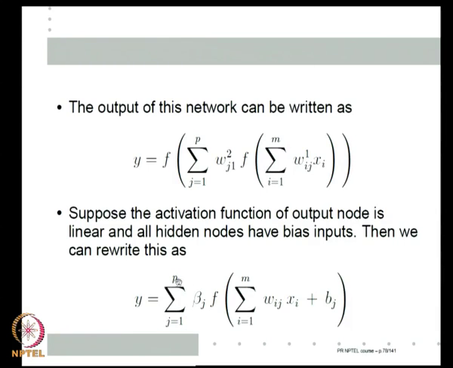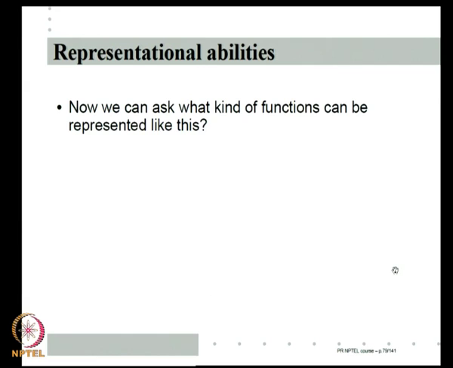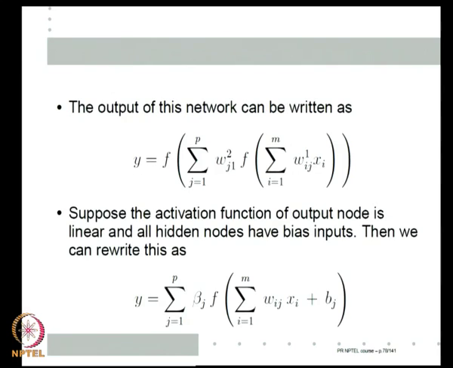Beta j's represent the weights between the hidden node j and the output node, there is only one output node. Wij represents the weight between the ith input node and the jth hidden node. X's are the inputs and the bias terms are for the hidden nodes. I am not putting a bias for the output node. So, this is the form of the function represented by this 3-layer network. Now, we can ask the question, what kind of functions can be represented like this? If I consider functions from Rm to R, some functions can be written like this, some functions may not be written like this, depending on what f I am choosing.